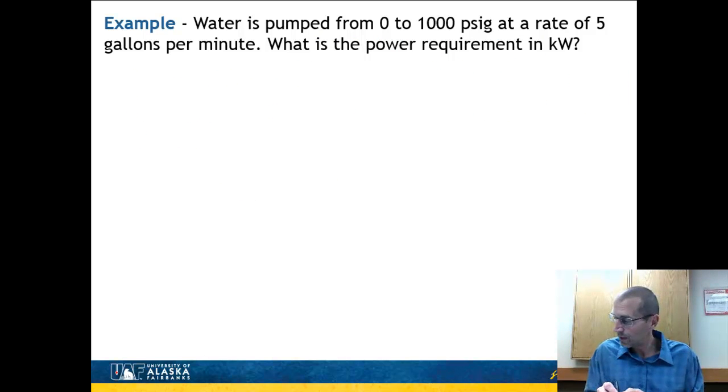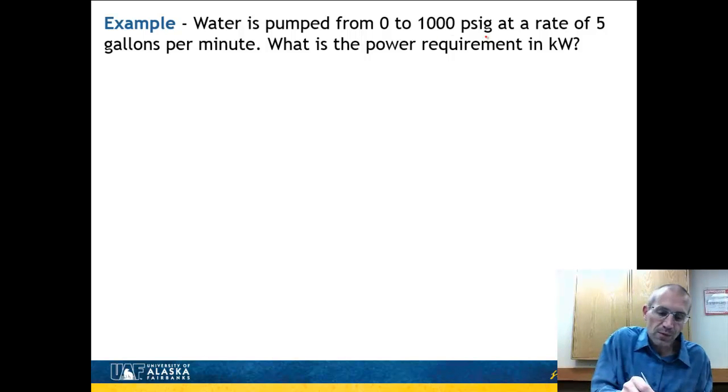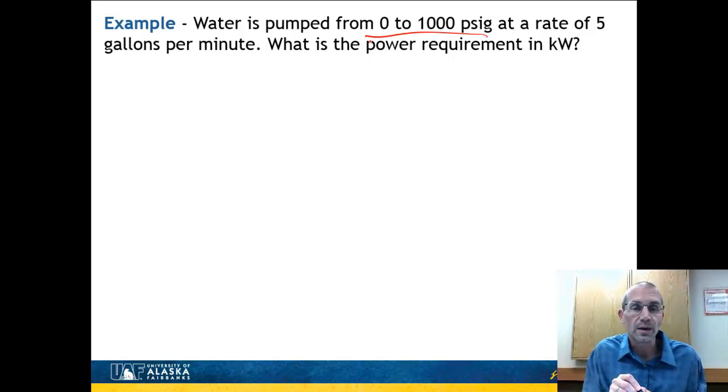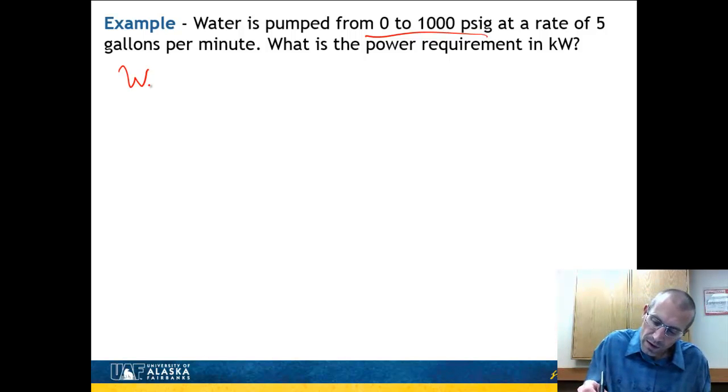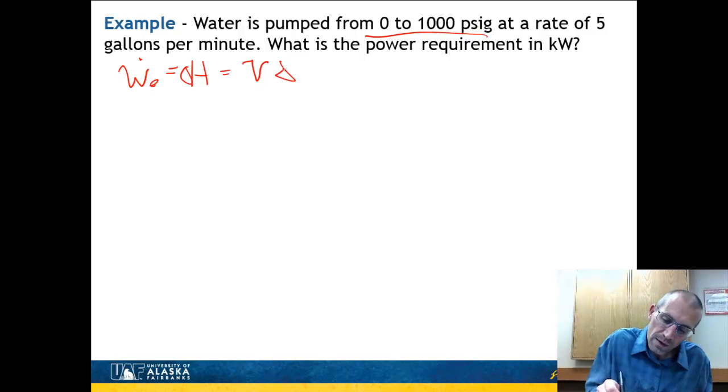All right, let's go ahead and do an example here. The question asks, I've got water, and it's pumped from 0 to 1,000 psi gauge, and it's coming at a rate of 5 gallons a minute. And we want to know, what's the power requirement in kilowatts? So we just saw from the previous slide, if I want to know what that work requirement is, that's going to end up being equal to delta H, which is equal to V delta P.